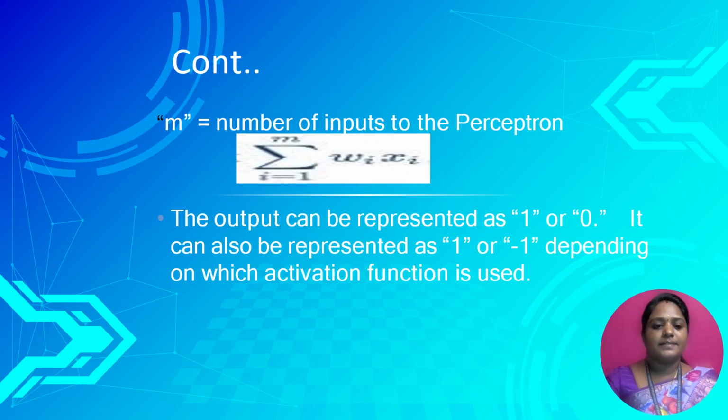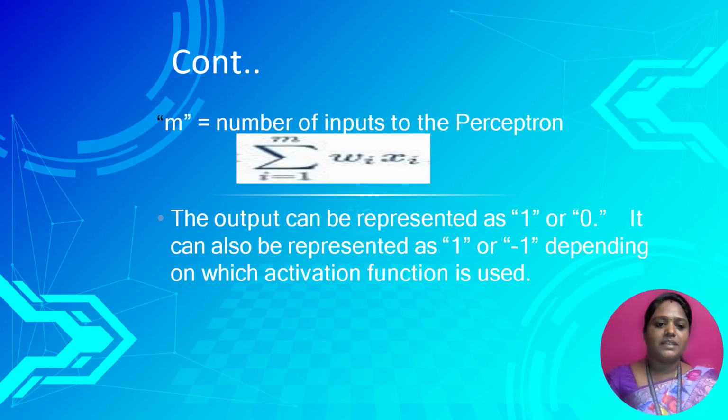The next one is summation from i equals 1 to m. Each and every input is multiplied with its separate weight. All of those are summed up to produce the output, and then it is compared. If the targeted output and actual output are the same, the process is completed. If it is false, you again need to update the weights. So the output can be represented as 1 or 0. It can also be represented as 1 or -1, depending on the activation function used. Here m represents the number of inputs to the perceptron.